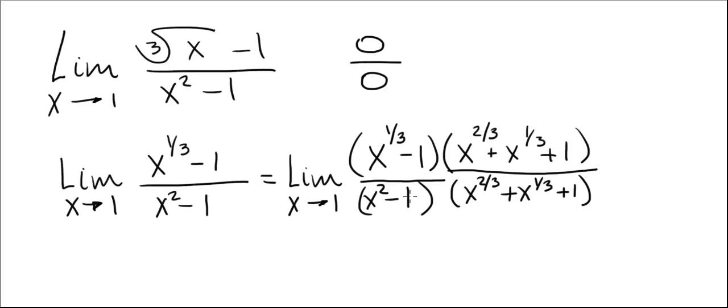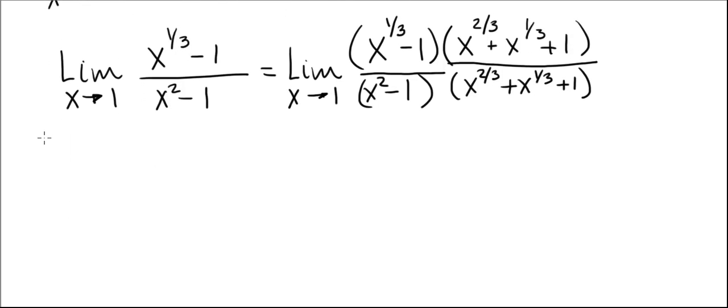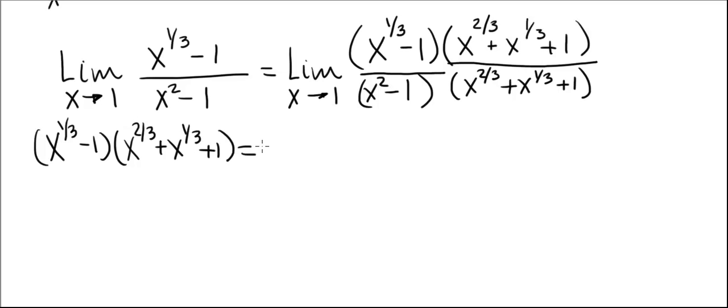Now the reason this works is, let's multiply x to the 1/3 minus 1 by x to the 2/3 plus x to the 1/3 plus 1. Let's see what happens. First of all, x to the 1/3 times x to the 2/3 is x to the 3/3, or x, and x to the 1/3 times x to the 1/3 is x to the 2/3. X to the 1/3 times 1 is x to the 1/3. Minus 1 times x to the 2/3 is minus x to the 2/3.